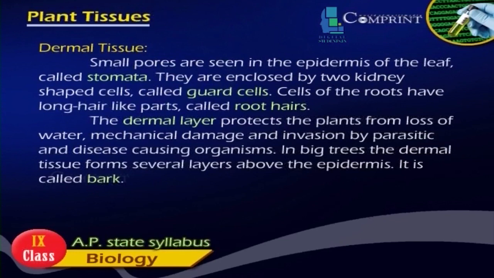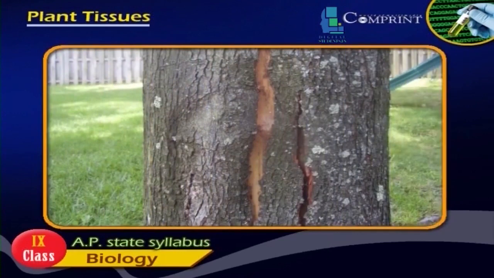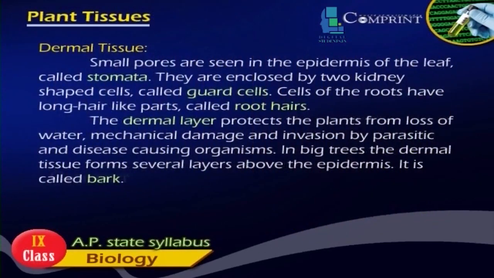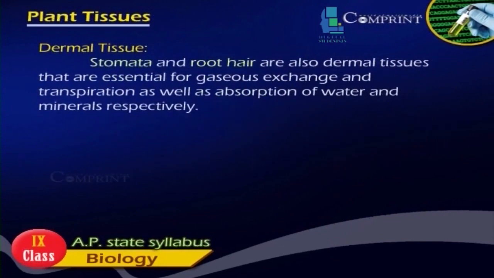In big trees, the dermal tissue forms several layers above the epidermis. It is called bark. Stomata and root hair are also dermal tissues that are essential for gaseous exchange and transpiration as well as absorption of water and minerals respectively.